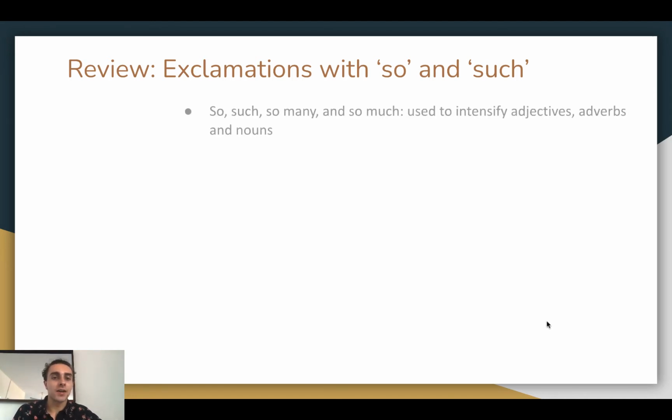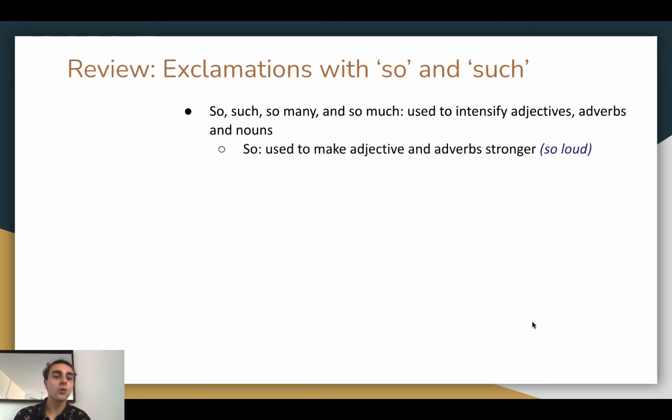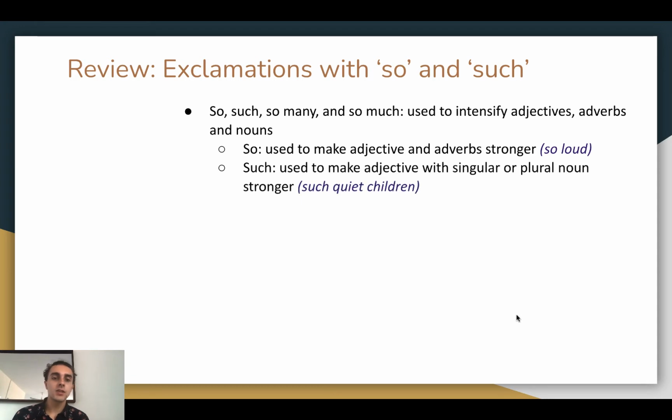So, such, so many, and so much, remember, are used to intensify or make stronger adjectives, adverbs, and nouns. So is used for adjectives and adverbs. An example is so loud or so quickly. Such is used to make an adjective with singular or plural nouns stronger. An example is such quiet children, right?